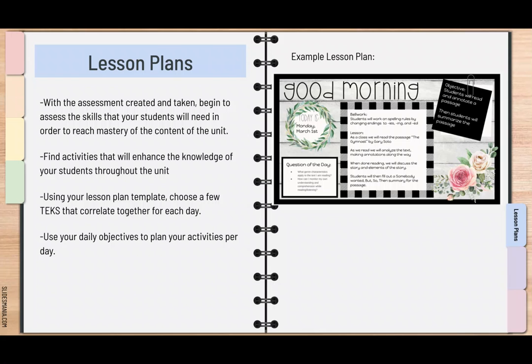For the daily objective, the students will read and annotate a passage. Then students will summarize the passage. So that was going back to the TEK that we broke down originally. Some questions of the day are: what genre characteristics apply to the text that you are reading? And how can I monitor my understanding and comprehension while reading and listening? So these would be skills that the teacher would help students learn in order to properly analyze a text and think about the text as they are reading in order to maintain mastery on an exam.